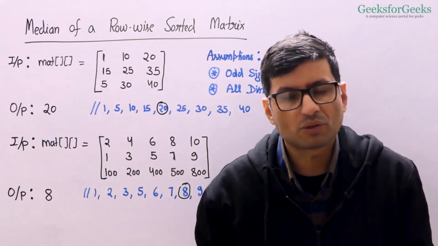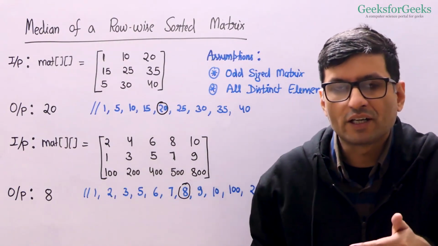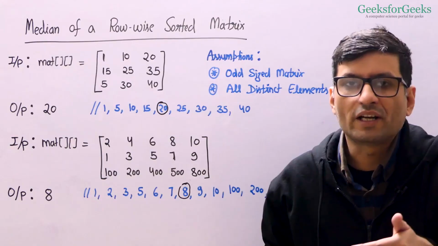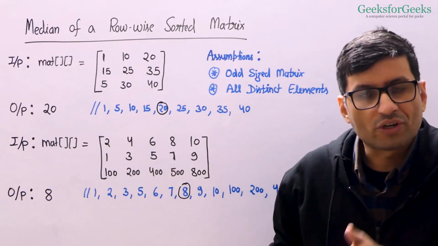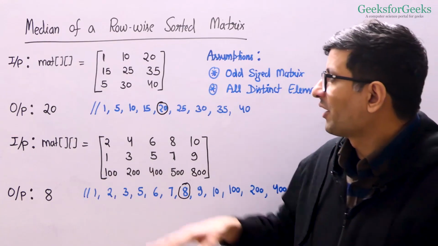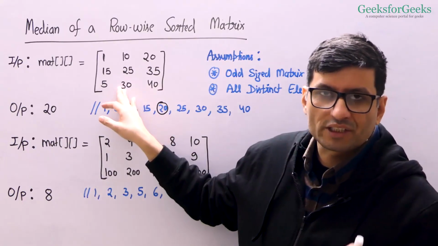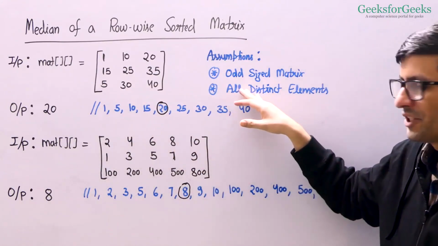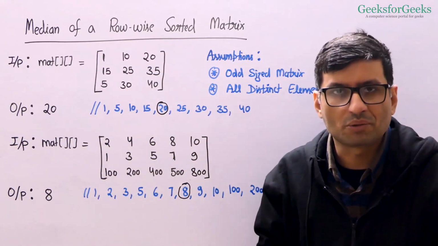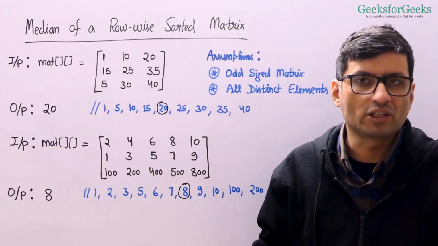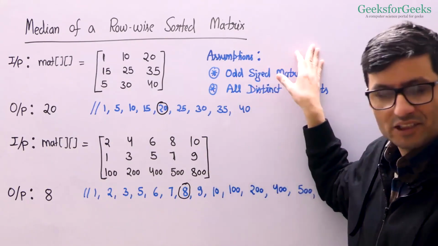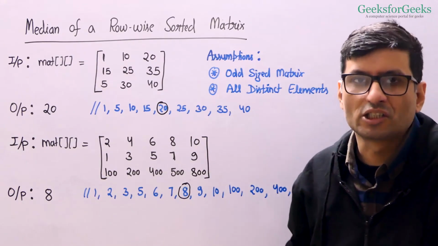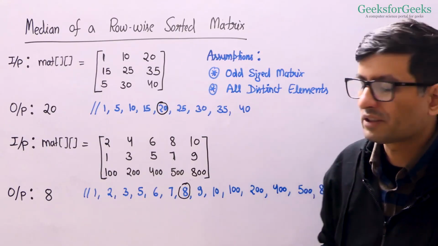Let us talk about this problem. We are given an odd sized matrix and every row is sorted in increasing order and all the elements of this matrix are distinct. See, I have put these conditions to keep the question simple so that you can focus mainly on the logic. We can relax these conditions and still solve the problem using the same logic.